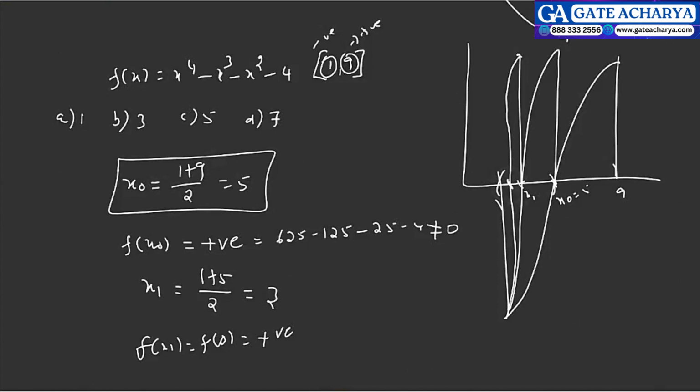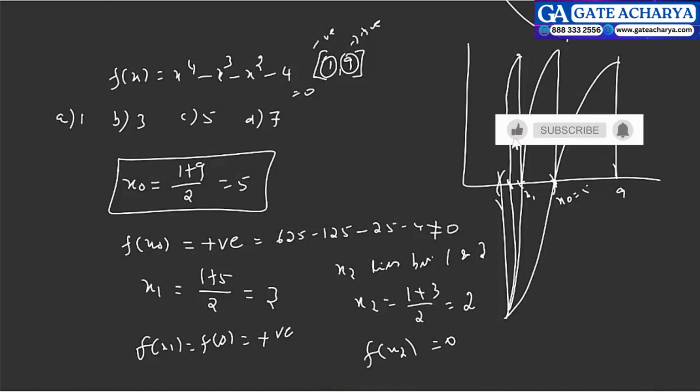Here, it is our x2. Therefore, x2 lies between 1 and 3. So x2 value is 1 plus 3 divided by 2, which is equal to 2. What about f of x2? It is 0. When it becomes 0, 2 is the root of the equation. When you substitute 2, the right side becomes 0, it is satisfied. So in the iteration, first iteration, second, third iteration, the third iteration gives 0.